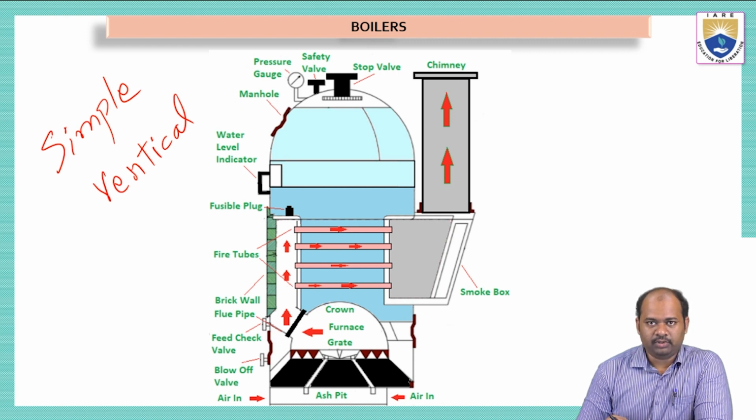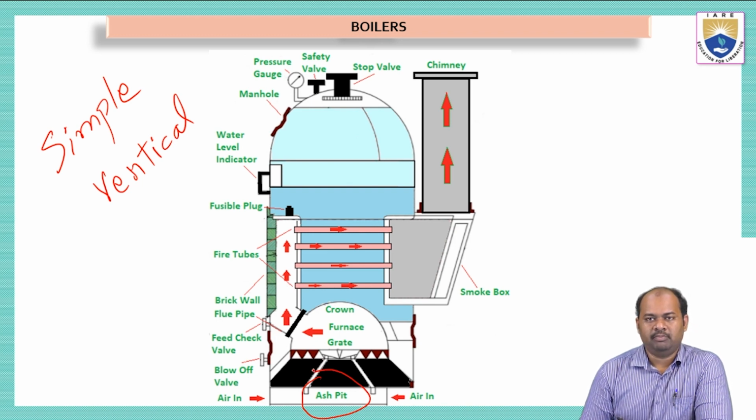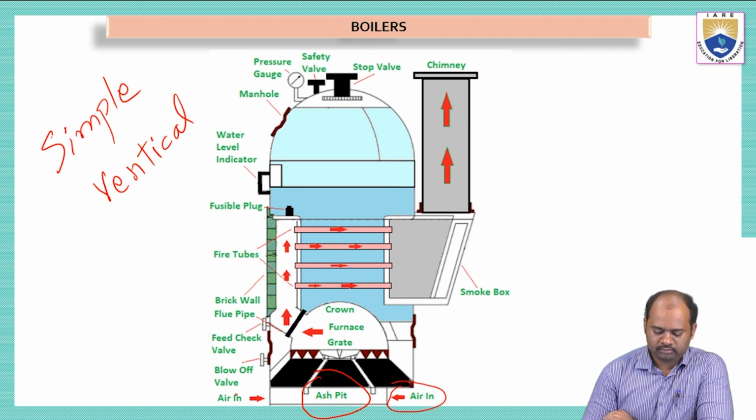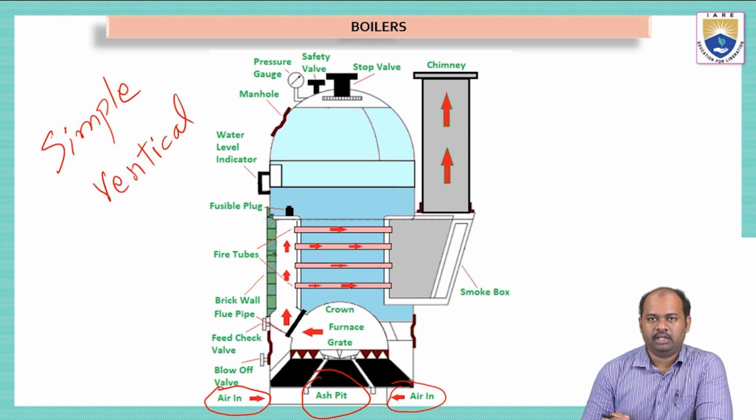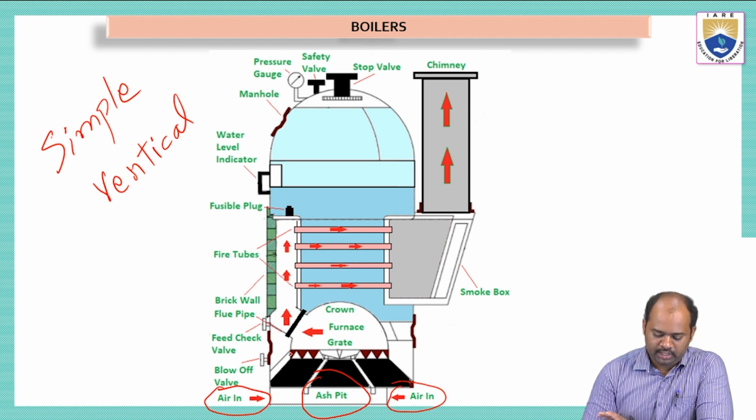Now we'll start from the bottom where we have the ash pit. Ash pit is nothing but a chamber where the ash that is generated during the combustion of the coal is collected. And on either side we have air inlets. This is where the air will be entering into the boiler combustion chamber because we need air for the combustion of the coal. So this entire thing is filled with coal.